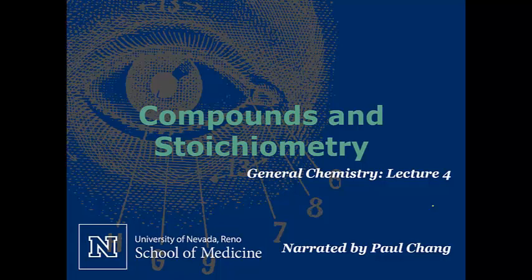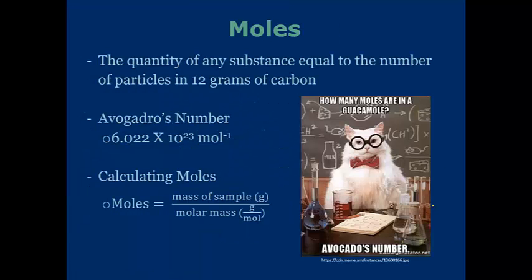In Lecture 4 of our chemistry series, we are going to go into compounds and stoichiometry. When we're dealing with chemical interactions, we have to deal with moles. Moles are simply the quantity of any substance equal to the number of particles in 12 grams of carbon. This is where we get Avogadro's number from, which is a number you're going to have to memorize.